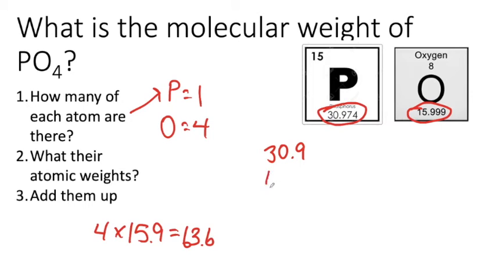So what I'm going to do is I'm going to add 63.6 to my 30.9. When I do that, I get 94.5 grams per mole. And like I said before, grams per mole, you probably don't really understand what that is right now. You will later on in this class. But for now, you just need to know that's how we measure the weight of atoms and molecules. So 94.5 is our answer there.